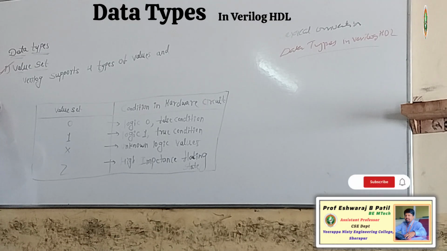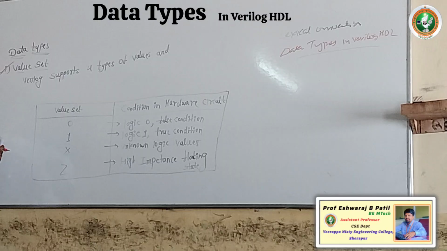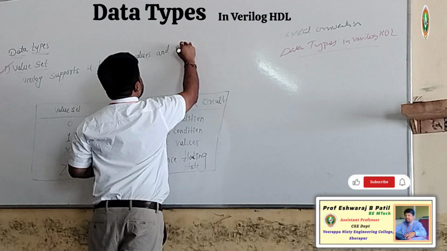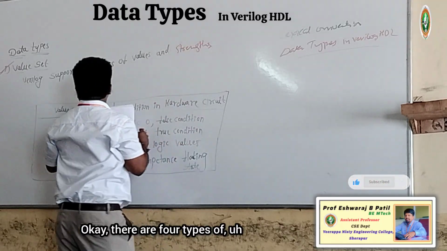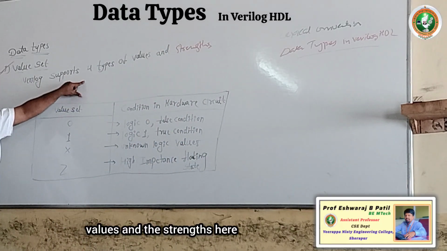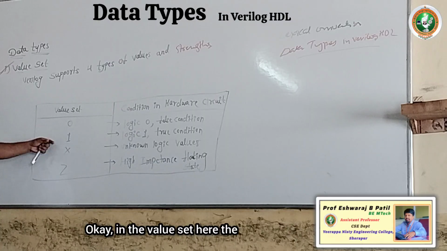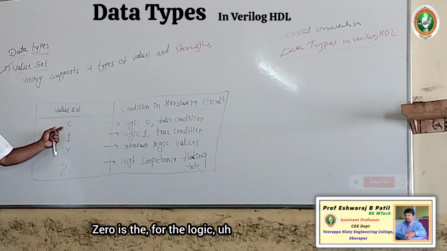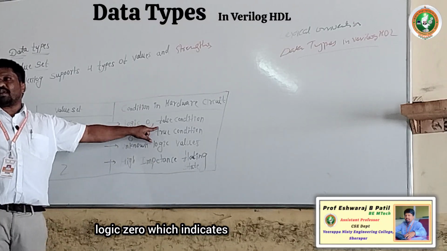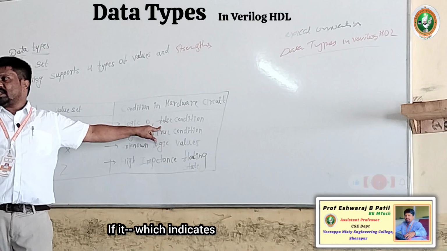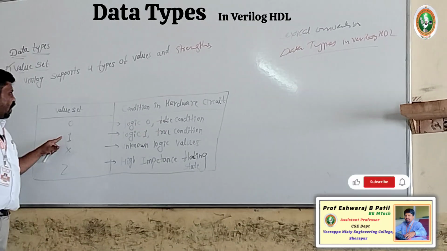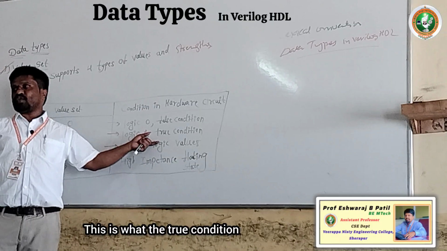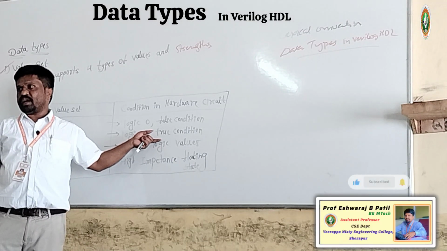Verilog supports 4 types of values and the strengths. In the value set we have 0, 1, X and Z. 0 is logic 0, which indicates the false condition. 1 is logic 1, which is the true condition.